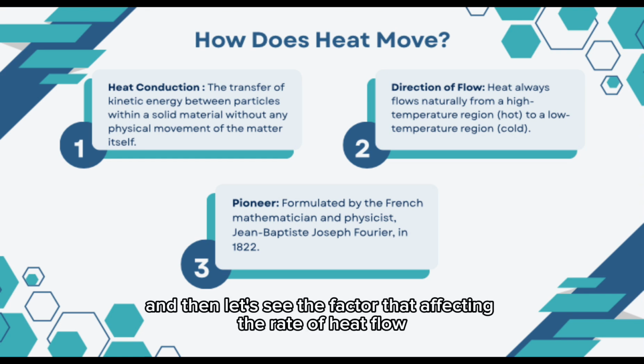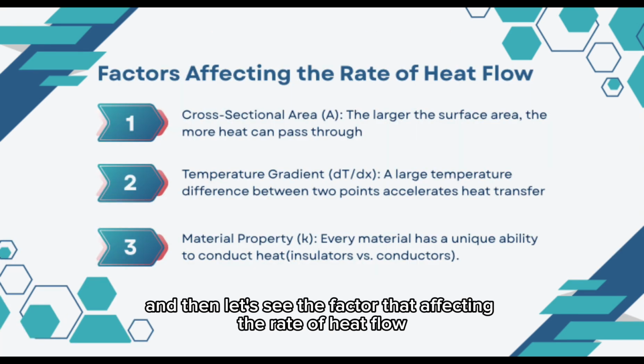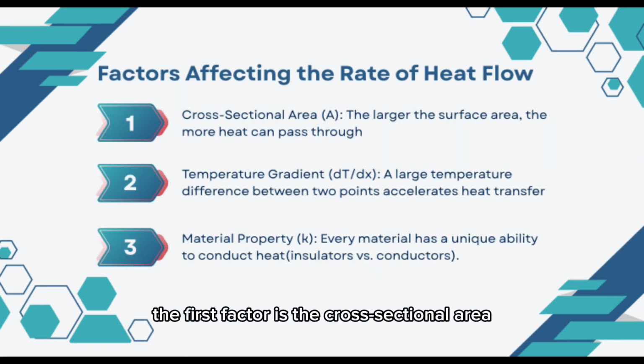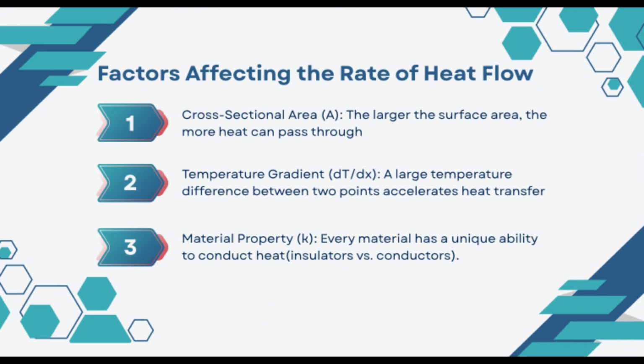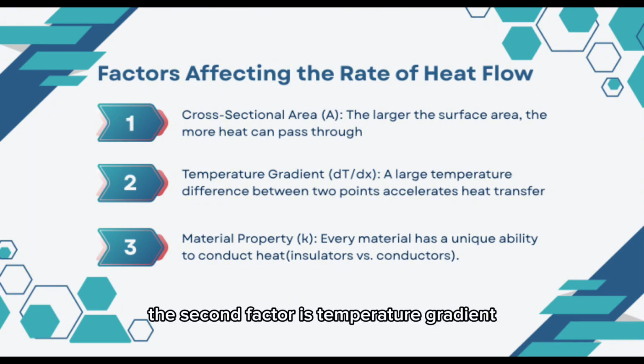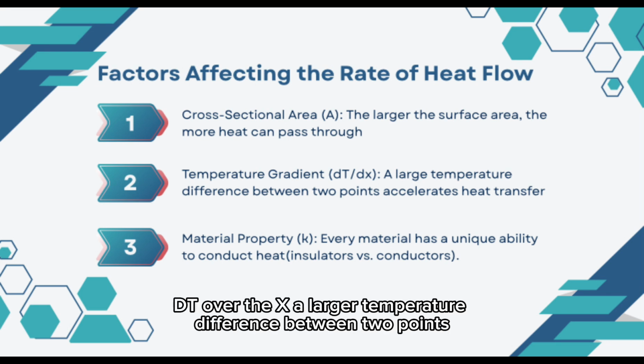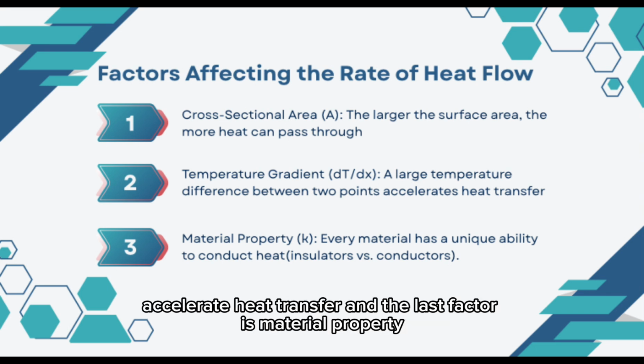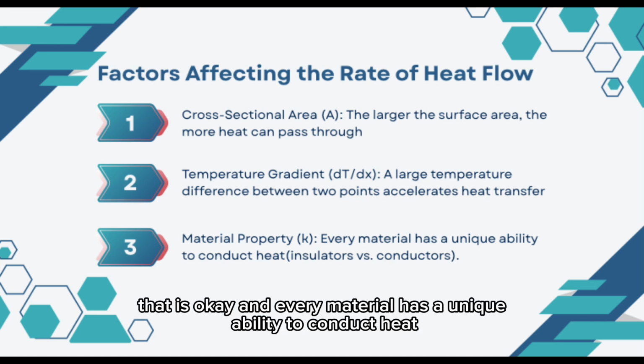And then let's see the factors affecting the rate of heat flow. The first factor is the cross-sectional area. The larger the surface area, the more heat can pass through. The second factor is the temperature gradient, dT over dx. A larger temperature difference between two points accelerates heat transfer. And the last factor is material property. Every material has a unique ability to conduct heat.